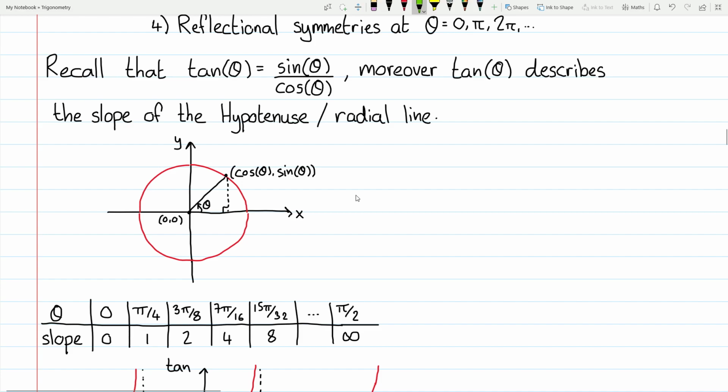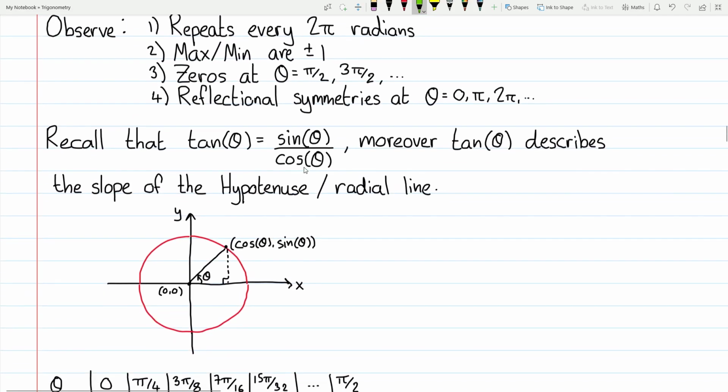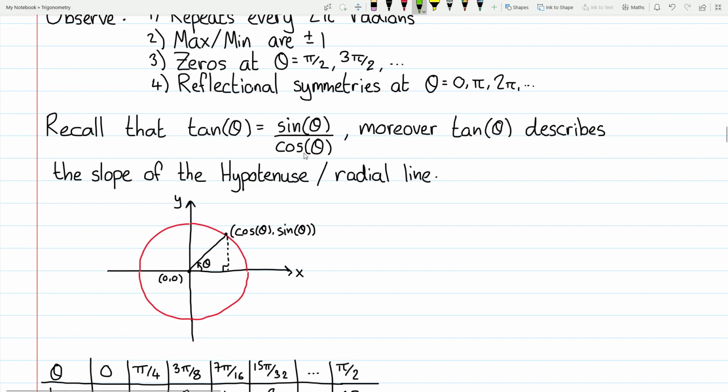Well, we recall from the previous talk that the tangent function is sine over cosine, but moreover, it describes the slope. So remember, the slope is the change in y divided by the change in x. So this is slope. And this tells you how much you go up or down, given you go along 1 unit.